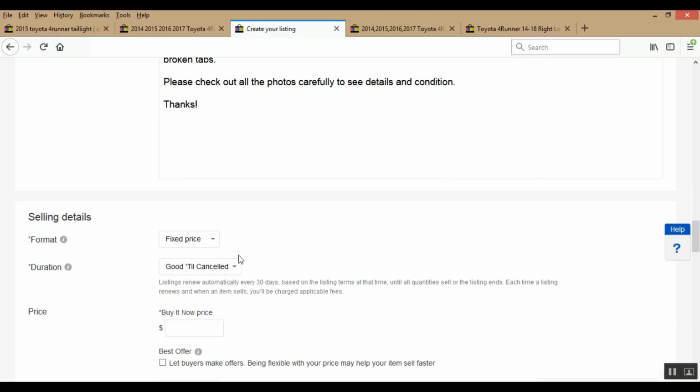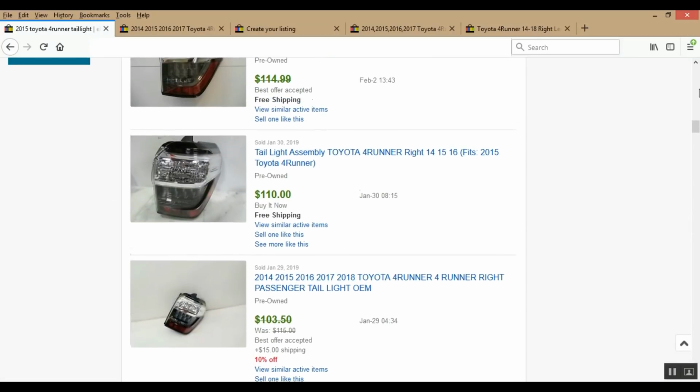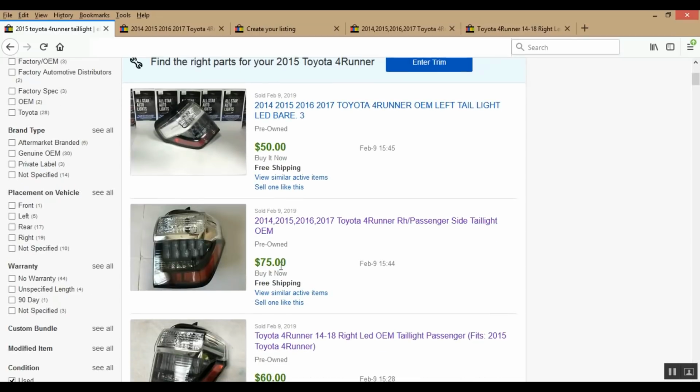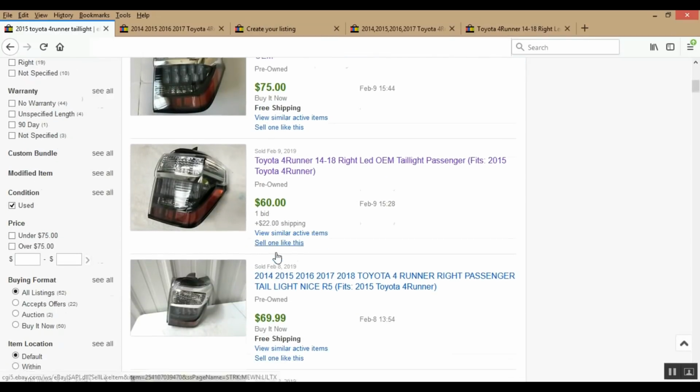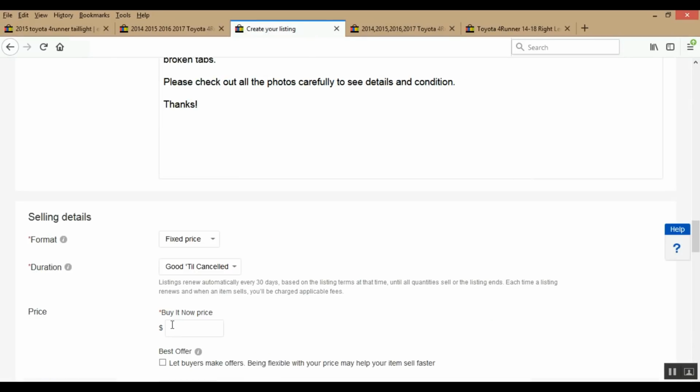Okay, I think, you know what, how much do I want to do here? Let me look at these again one more time. The ones that have currently sold, someone paid 50 free, 75 free, 60 plus shipping, 70 free, so 85, okay. I think we'll go around 70. For whatever reason, I don't like just going a plain 70. I always like to make it look a little better. So I'll go like 69.95.